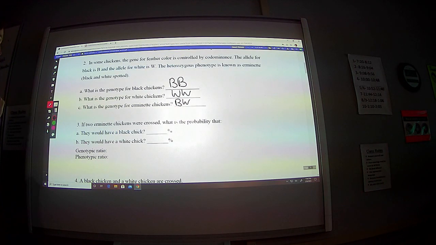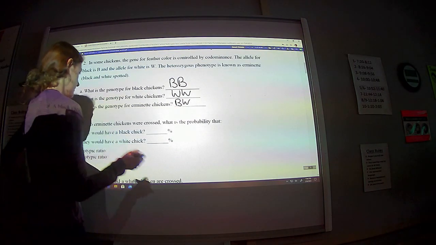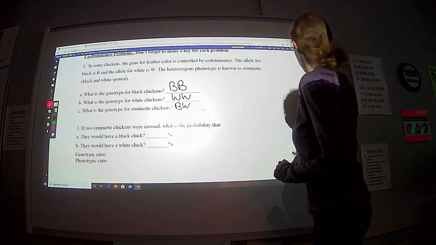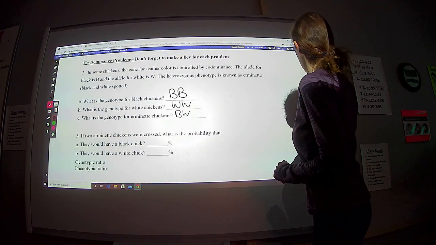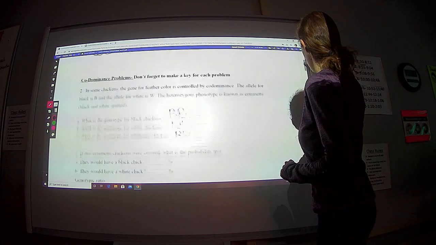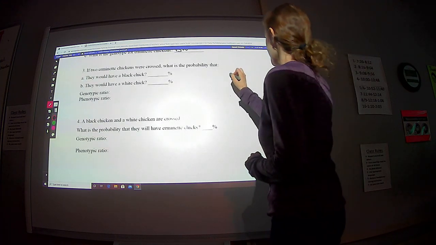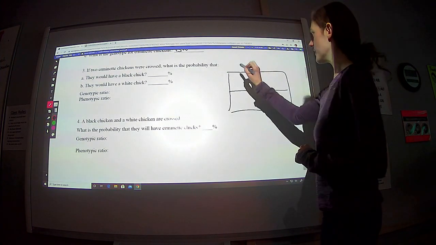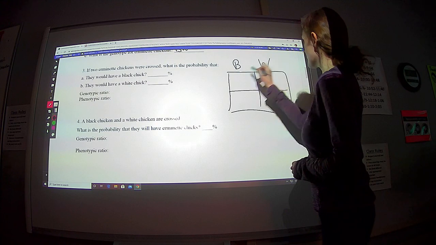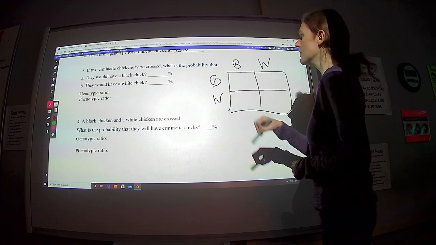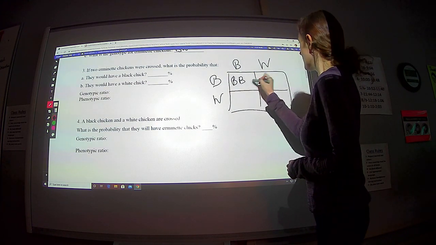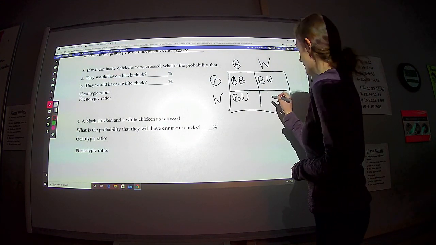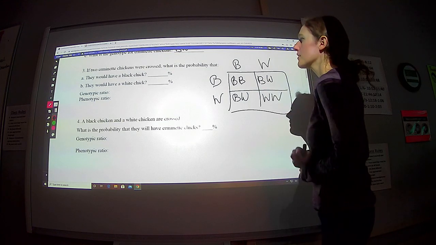If two erminite chickens were crossed, what is the probability that they would have a black chicken and a white chicken? Let me move this down a little bit. There we go. Okay. So I'm crossing erminites. So that's going to be the heterozygous form, BW. You always want to have your letters alphabetically if you can.